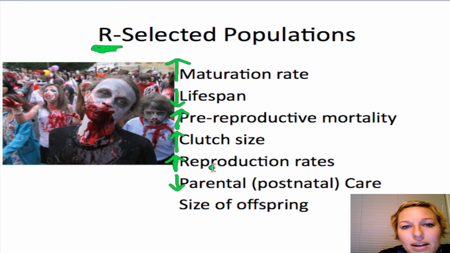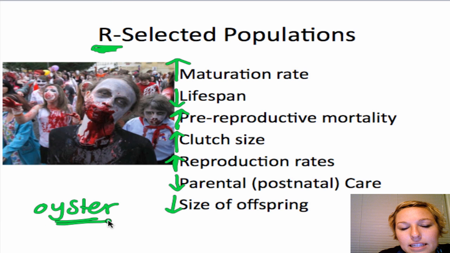So if you are a human and you get bit by a zombie to turn into a zombie, your zombie mommy isn't exactly going to take care of you and make sure that you are able to feed on other humans, right? So low parental care. And the size of offspring compared to the mature adult is really small. That's not really the case with zombies. So we can maybe use the example of an oyster instead. Okay? So that's not zombies, not size of offspring.